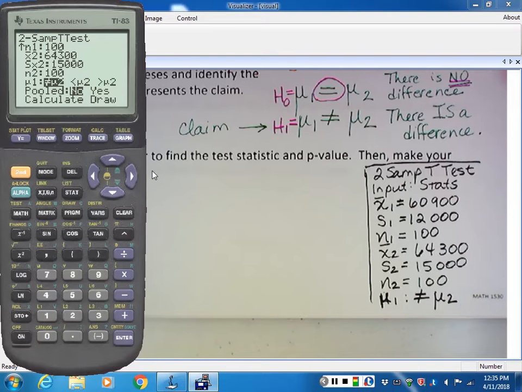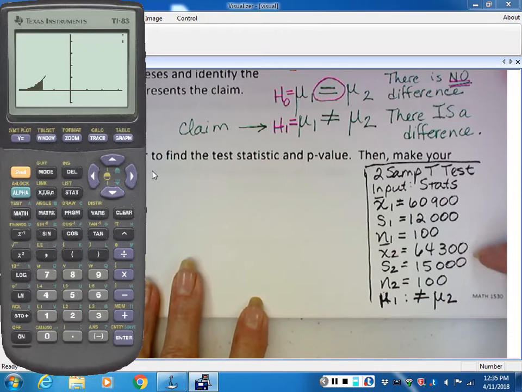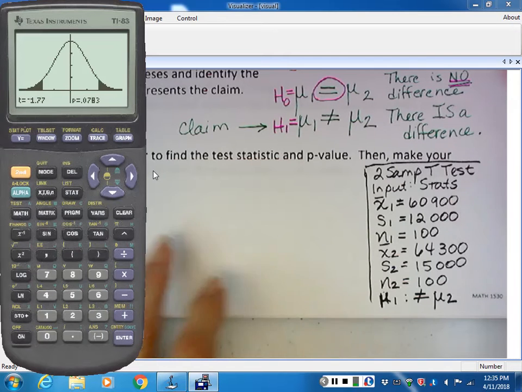And there again, our last choice is either calculate or draw. So we're going to draw because we can calculate our own difference at the end if we want to. In fact, it's easy to see that yes, this mean is bigger than this one. It's bigger than that one by $3,400. I had to think about it for a while. You did better than I did.